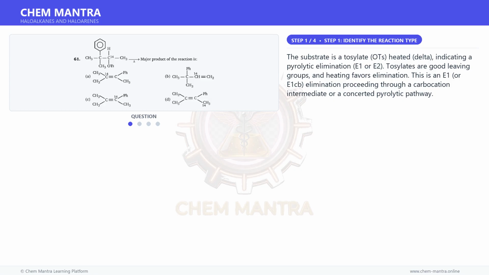The substrate is a tosylate, OTs, heated, delta, indicating a pyrolytic elimination, E1 or E2. Tosylates are good leaving groups, and heating favors elimination. This is an E1 or E1cB elimination proceeding through a carbocation intermediate or a concerted pyrolytic pathway.